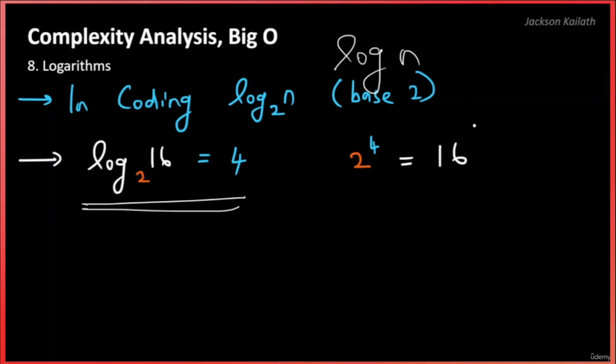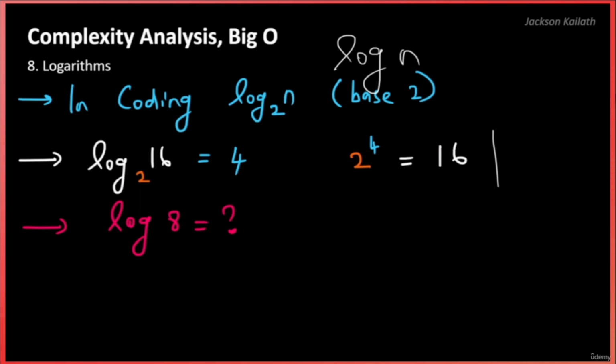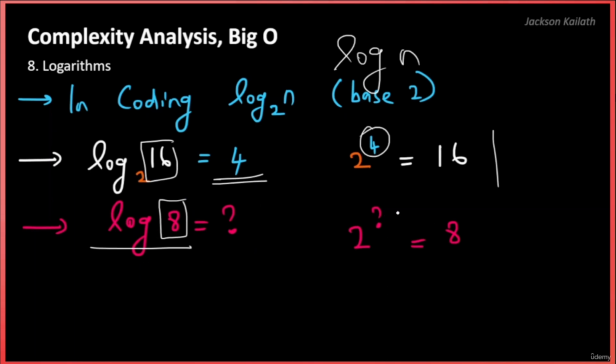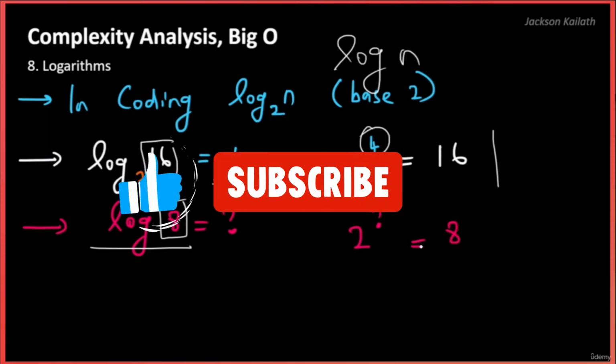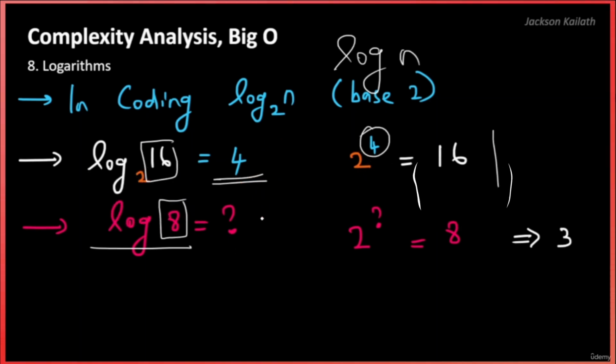With this same thing in mind, let's think about log 8. So what would be log 8? If you want to find out log 8, we can rephrase this and say: 2 to what power will give me 8? That's the same thing as over here, right? 2 to the power 4 gave me 16. So instead of 16, I have 8 because I'm finding log 8. So 2 to what power will give me 8? And we know that 2 to the power 3 is equal to 8. Therefore, log 8 is equal to 3. So this is what we mean with log n.